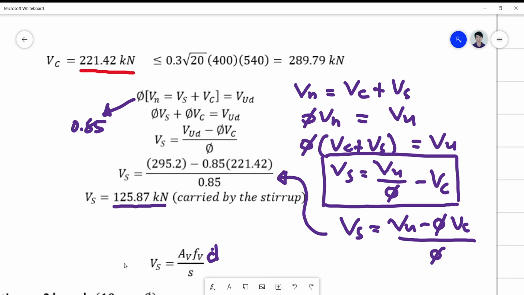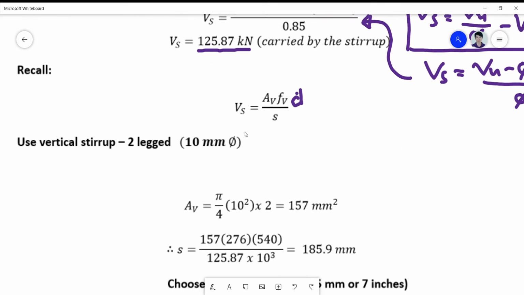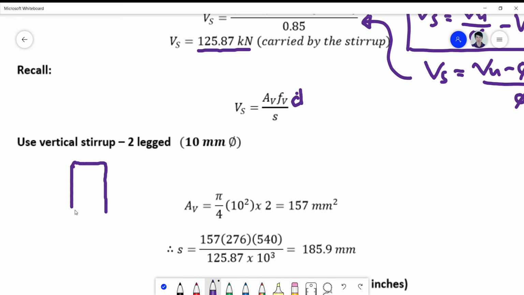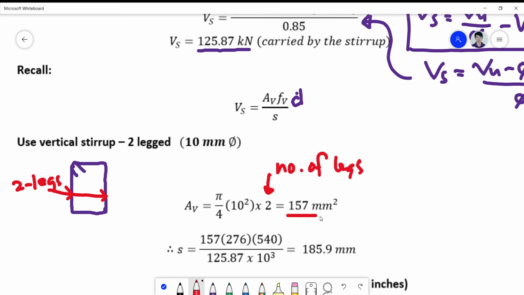So you get the shear carried by the stirrup now is 125.87. If you are going to solve for your S on the basis of this formula, we assume a two-leg stirrup. What's a two-leg stirrup? Because you have two vertical legs, these are called the legs, so two legs. So if this is 10, your area is pi over 4 times 10 squared times 2, because you have a two-leg stirrup, where 2 is the number of legs. So you get 157 approximately.